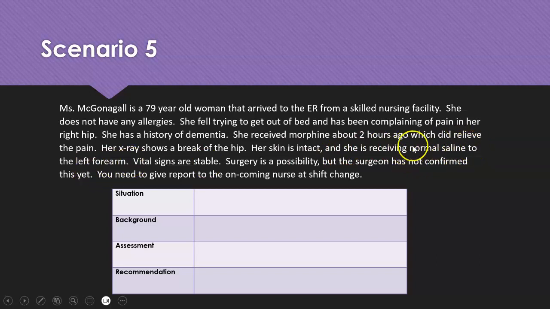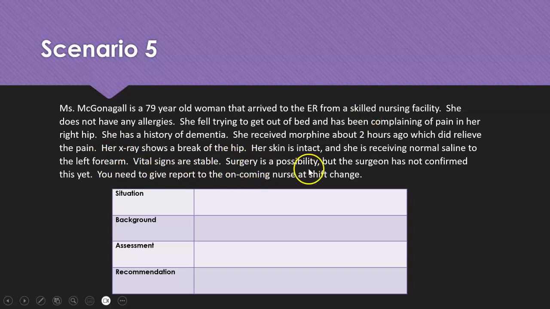Find out normal saline. What does that do? It's homogeneous. It's just like the consistency of your blood. It matches. Okay. Her vital signs are stable. She did receive the morphine. She got a broken hip. She has a history of dementia. She came from a SNF. Okay. All of that is information.